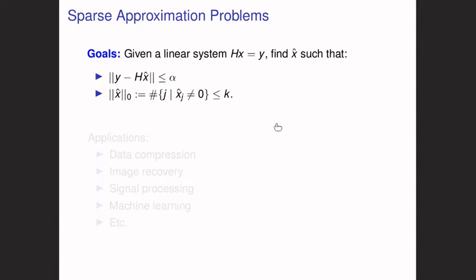In sparse approximation problems, we are given a linear system, Hx equals y, and the idea is to find an x such that it is a solution of the system, or kind of a solution, so that the misfit error of this solution is not bigger than a given value. And on the other side, the second goal is for this solution to be as sparse as possible. That means that if we count the number of non-zero components of x, we get just a few. So these are the two goals of the sparse approximation problems.